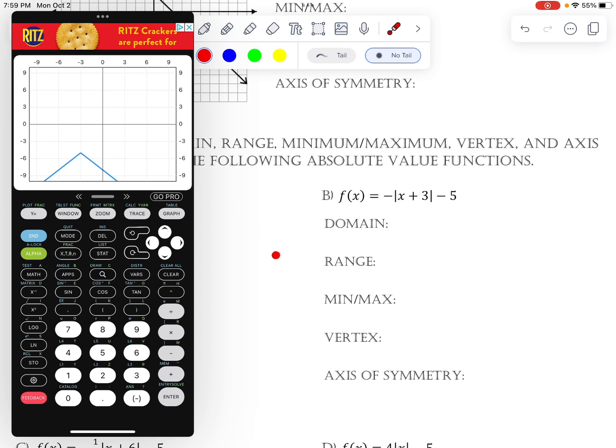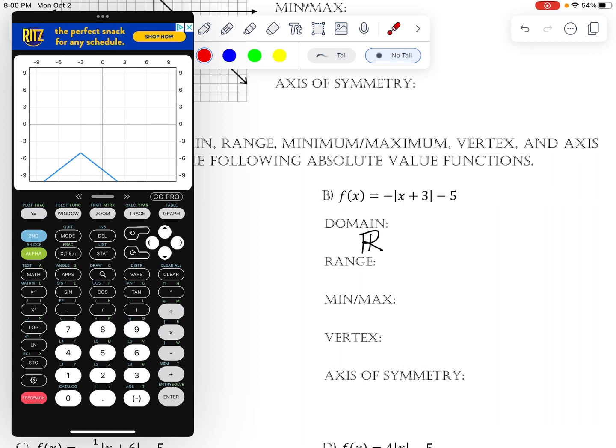I know there aren't, but imagine that there are. So our domain would still be all real numbers because as I go left and right, I cannot stop. And I notice that I may not necessarily be able to see as clearly what my vertex is at.